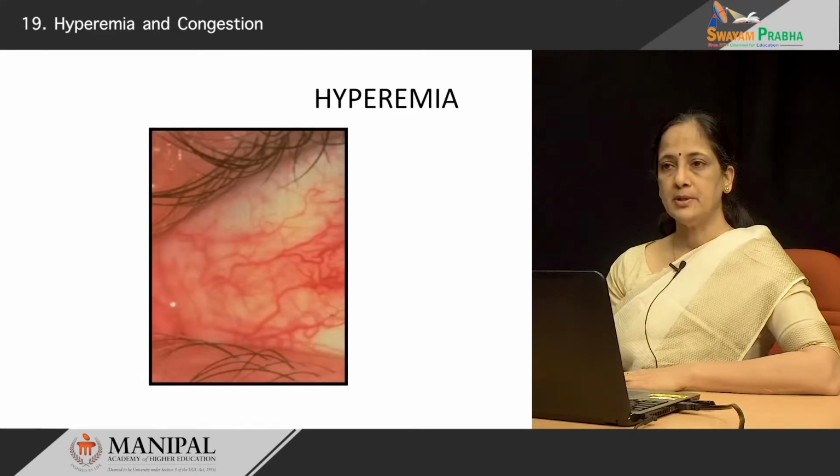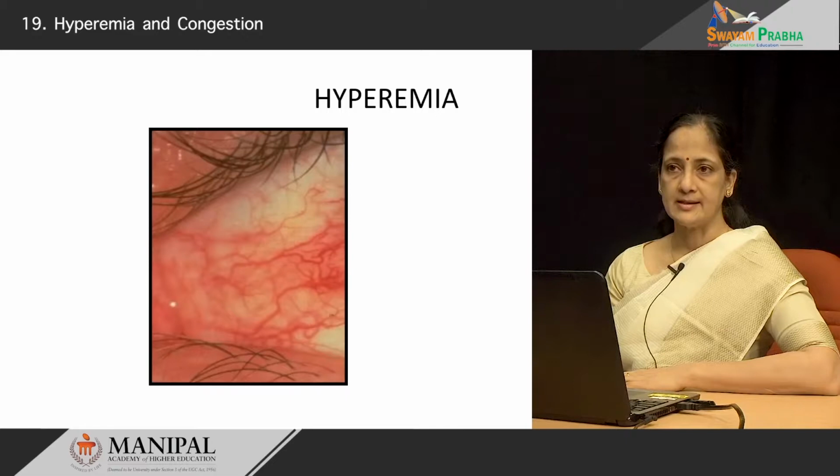This is an example where you can see that there is hyperemia or increased blood in the conjunctival tissue in a patient with conjunctivitis, and this is secondary to inflammation.